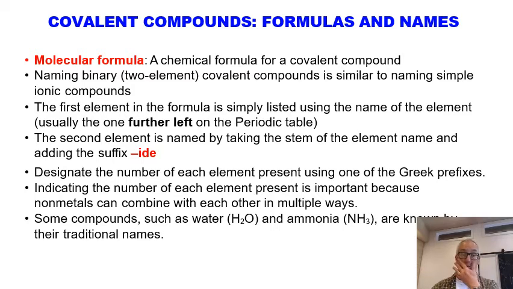So when we name them, it's very similar to naming ionic compounds. We usually put the more metallic element, the one further to the left on the periodic table, first, and then the one a little further to the right, the more non-metallic element, second. Not always, but generally.